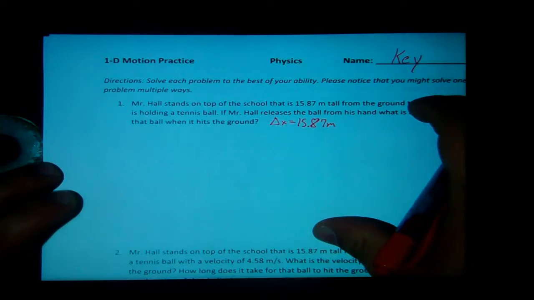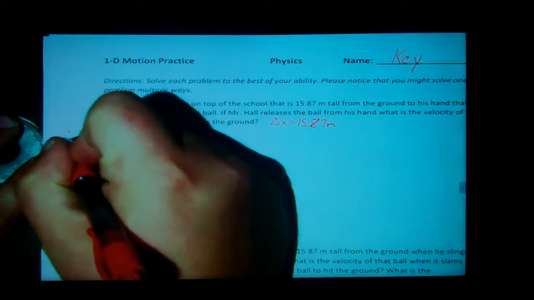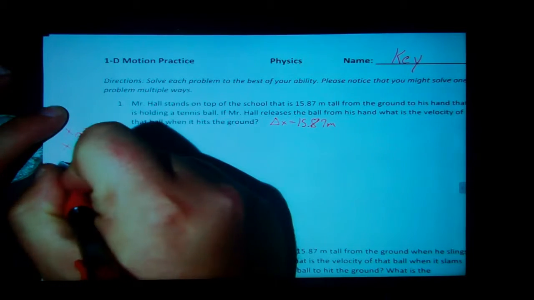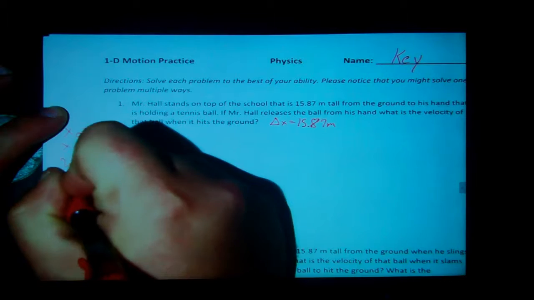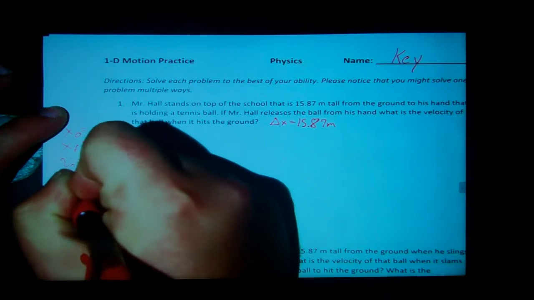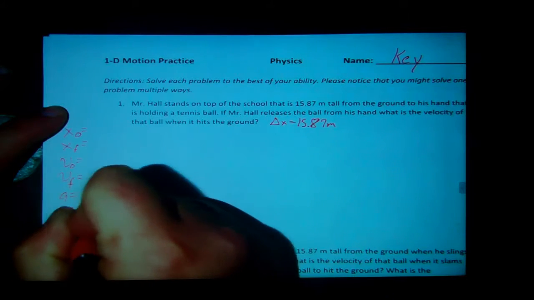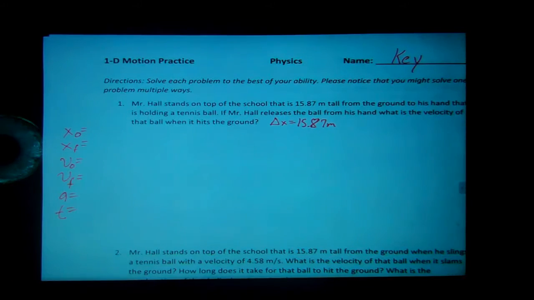So I'm going to label it over here on the left side of the paper. I'm going to label all my stuff: initial position, final position, initial velocity, final velocity, acceleration, and time. The reason I'm labeling all these is I know these are things that we've been using in class. We're looking at one-dimension motion, so I can pull information from this.